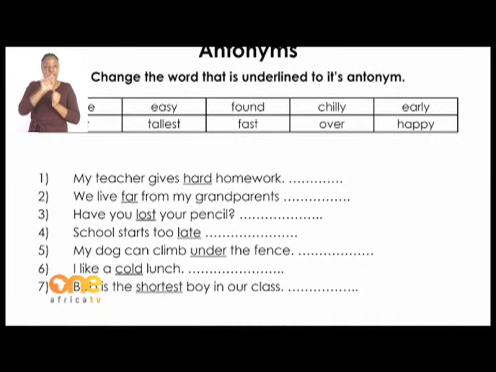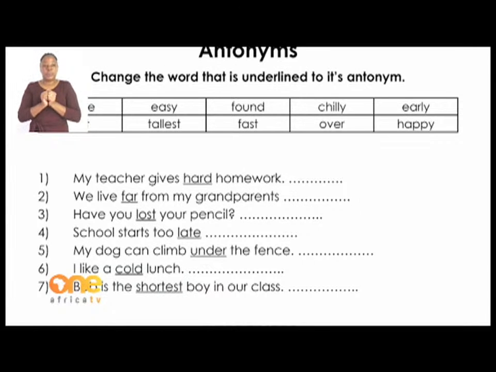Let's look at number 6. Number 6 says, I like a cold lunch. Oh, I'm sure nobody really likes a cold lunch. So let's look for the proper word there. If you look at the box, we have the opposite of cold, which is hot. So we can put the word hot on the space provided. And the sentence will read, I like a hot lunch. Now that sounds a lot better.